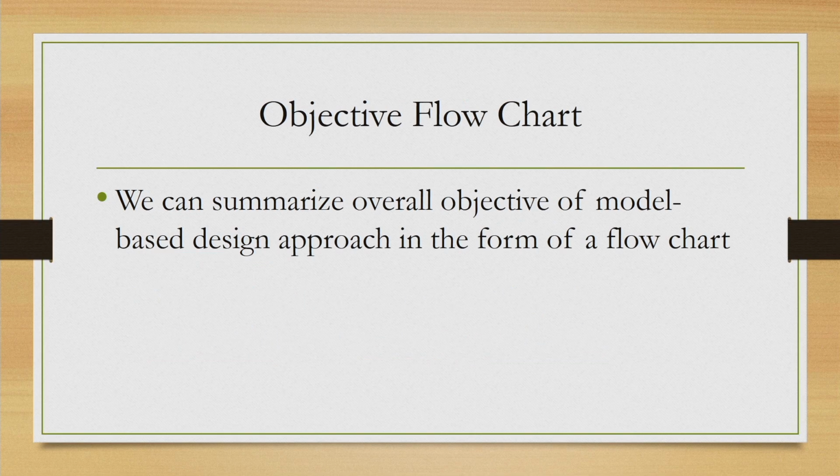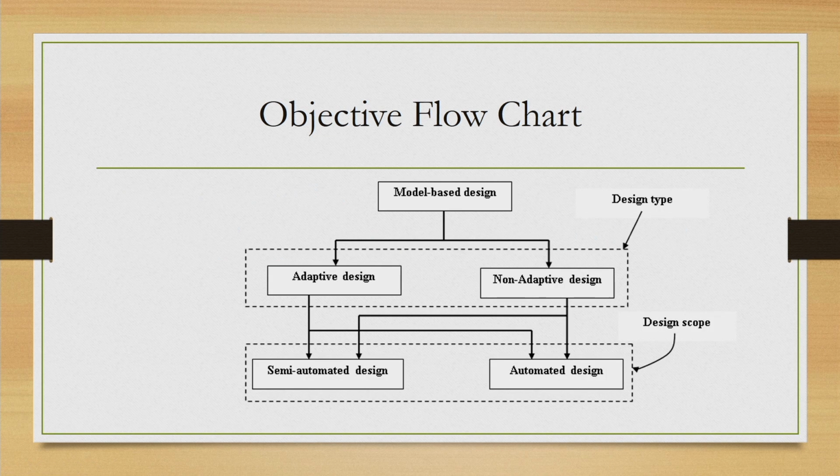Now, we can summarize the overall objective of this model based design approach in the form of a flow chart. Essentially what we are talking of is a model based design approach. It has two types, namely adaptive and non-adaptive, and two scopes, namely automated and semi-automated. Now, we can organize these types and scopes in the form of a flow chart as shown here. So, the overall objective is the model based design.